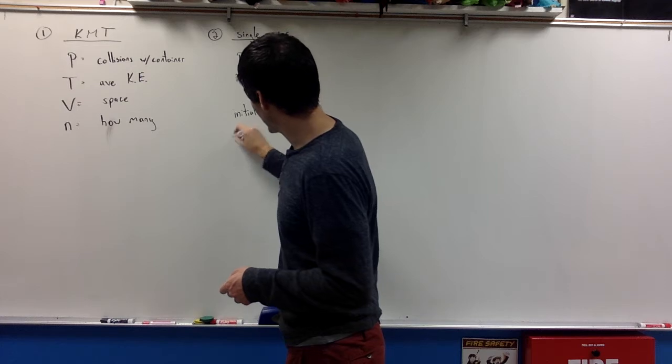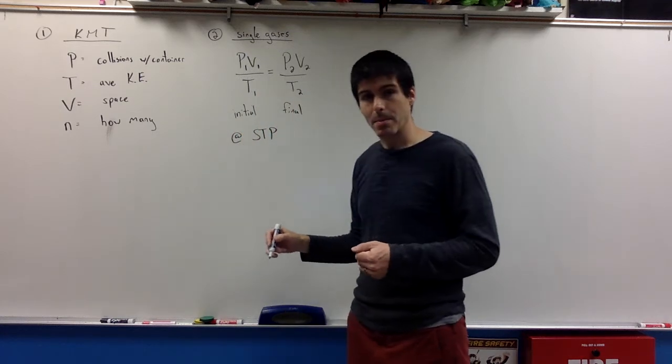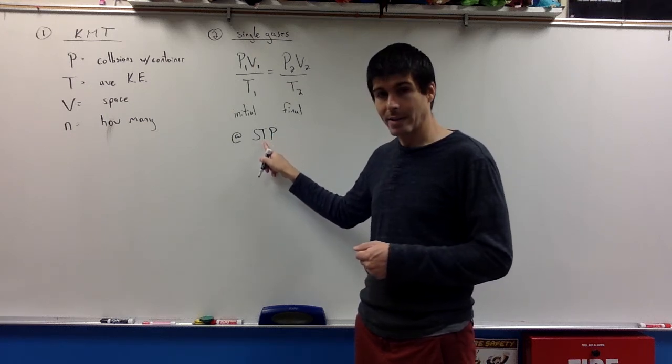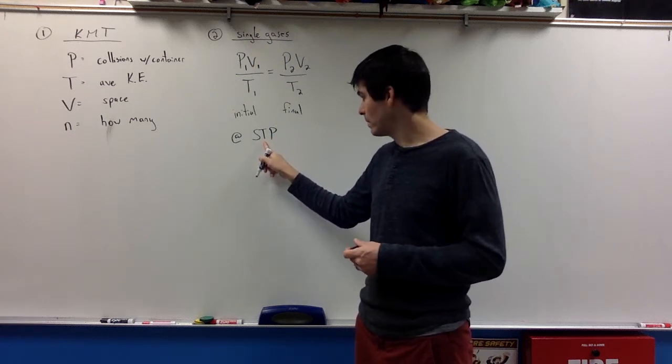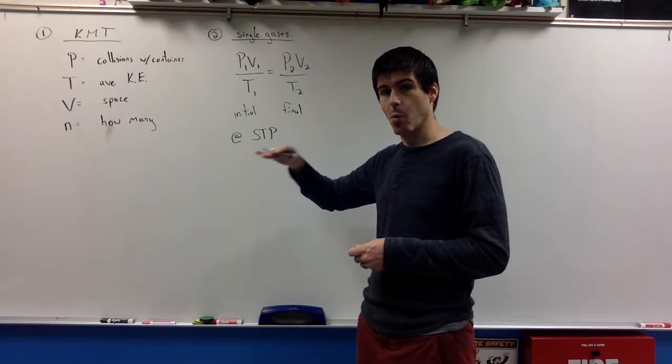Often we measure gases at a term called STP, standard temperature and pressure. There are numbers in there. Standard temperature for gases is 273 Kelvin, or 0 degrees Celsius, and the standard pressure is atmospheric pressure, so 1 atmosphere.